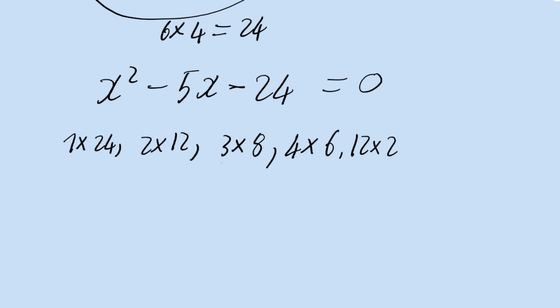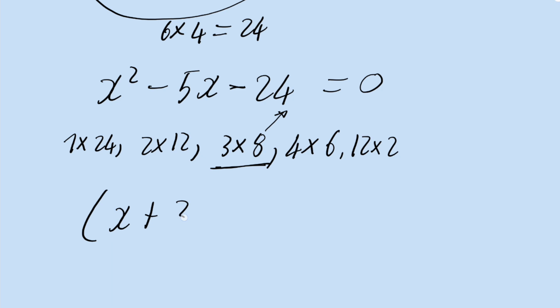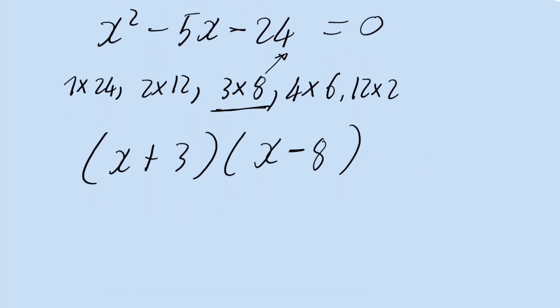So looking at it very well, we see that 3 times 8 is equal to 24, and 3 minus 8 will give us negative 5, or you can say negative 8 plus 3 will give us negative 5. So from here we have the equation now, which will factorize becomes x plus 3 multiplied by x minus 8. You get me? So that's how we've been able now to factor out that equation.